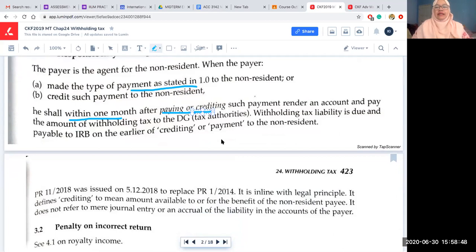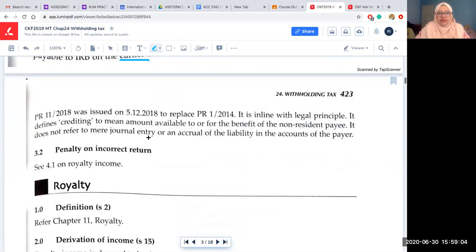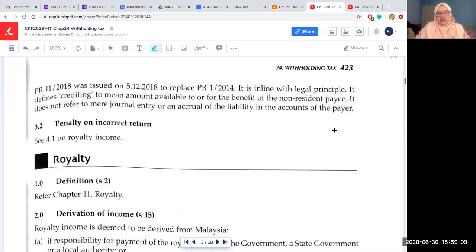Such payment, render an account and pay the amount to the Inland Revenue Board. Withholding tax is due and payable to the IRB on the earlier of crediting or payment to the non-resident person. In line with legal principle, crediting means the amount is available to or for the benefit of the non-resident payee. It does not refer to a mere journal entry or an accrual of the liability in the accounts. The public ruling says that it is when the money is available, not the date that you put it into a journal entry.